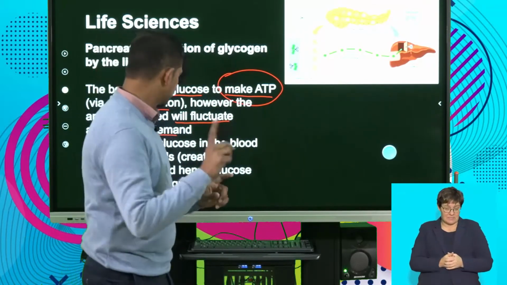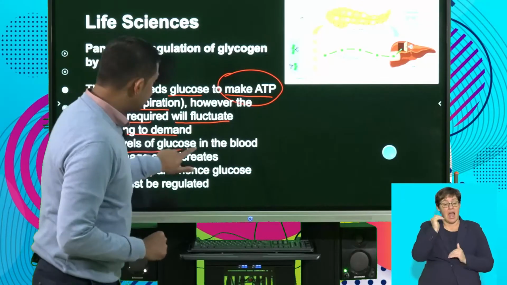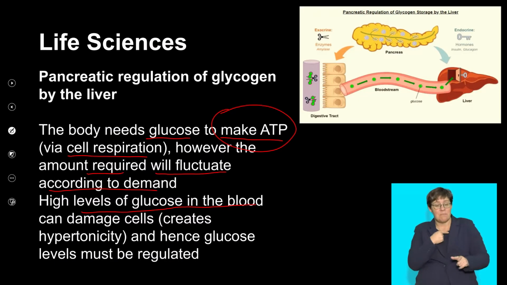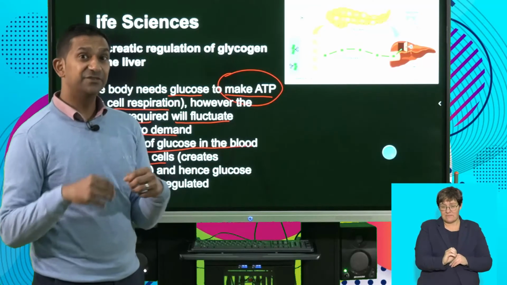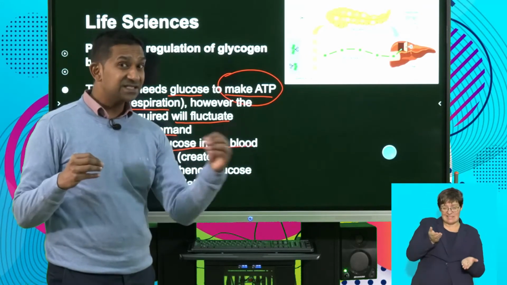So the high levels of glucose in the blood can obviously damage the cells and create what we refer to as an unstable internal environment. And so when we have lots of glucose in our blood, it affects the balance of the blood.